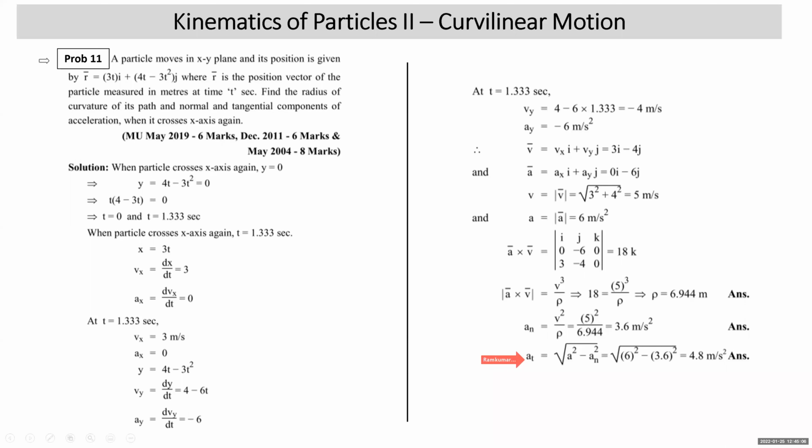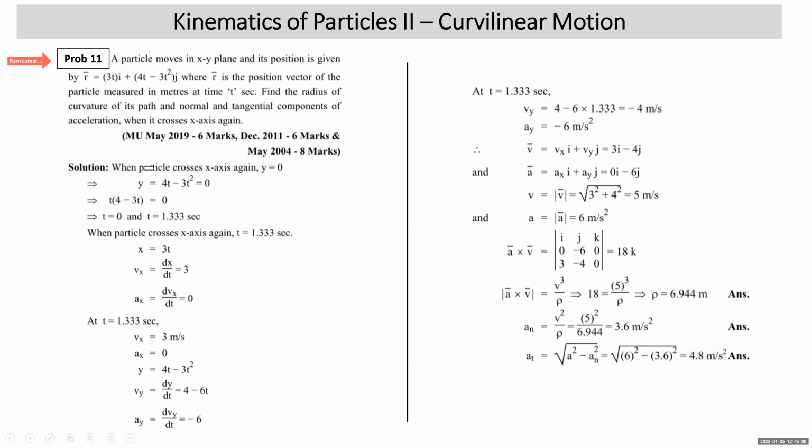Now, next, problem number 11. A particle moves in xy plane and its position is given by r bar is equal to 3t i plus 4t minus 3t square j, where r bar is the position vector of the particle measured in meters at time t seconds. Find the radius of curvature of its path and normal and tangential components of the acceleration when it crosses x-axis again. Students, position vector means what? x and y are given to you in terms of t. You are given x in terms of t, that is 3t. y is given to us as 4t minus 3t square.